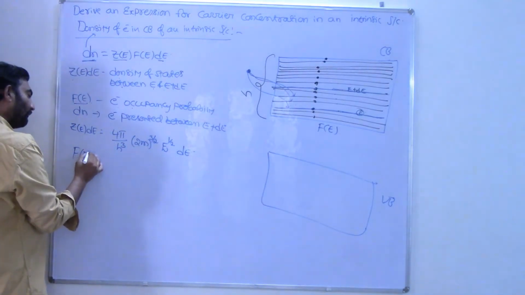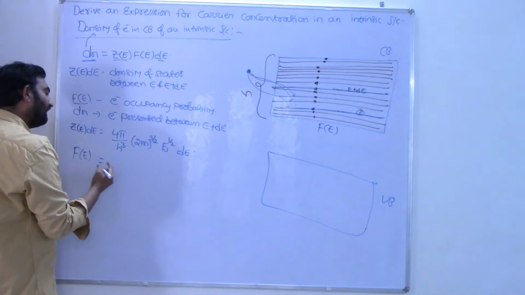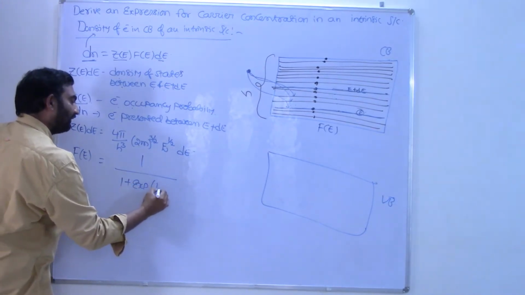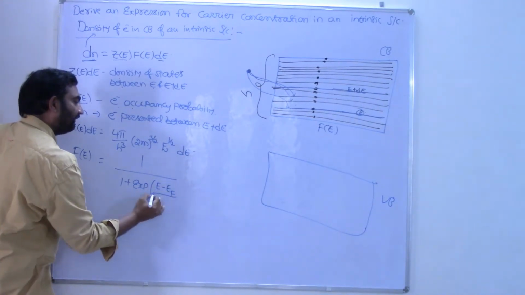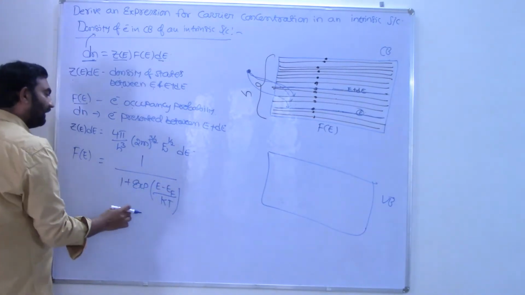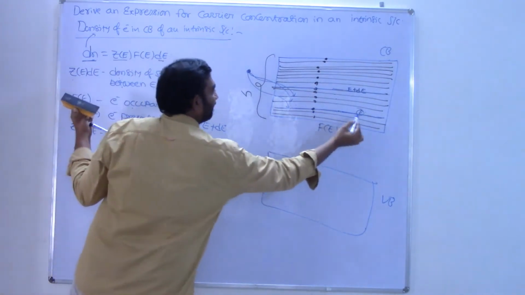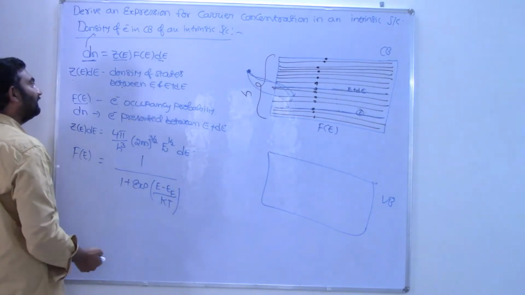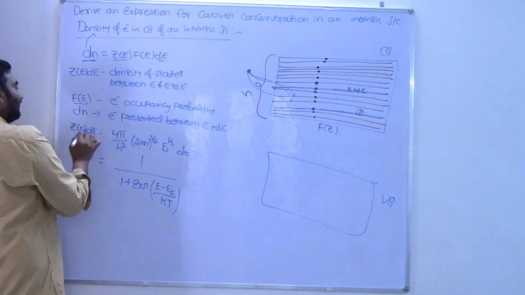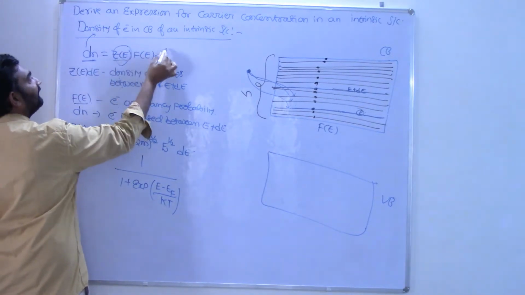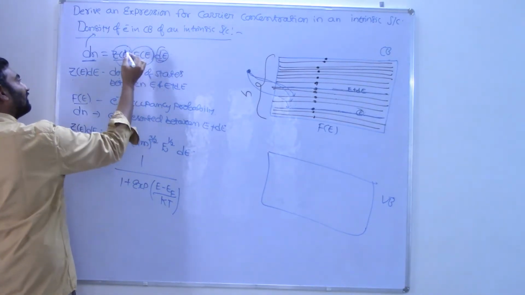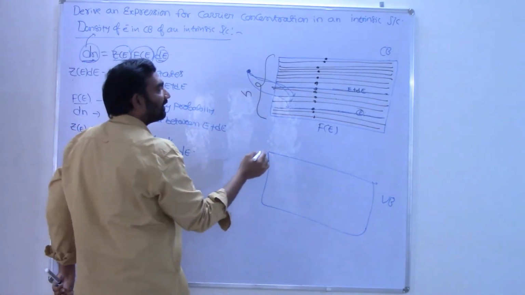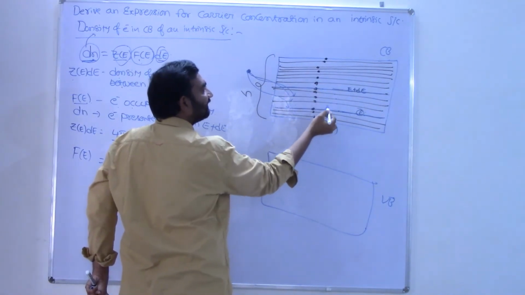So we can find the F of E value as 1 by 1 plus exponential of (E minus EF) by kT. Here E is this energy level E, and EF is the Fermi energy, k is the Boltzmann constant, and T is the absolute temperature. So the multiplication of density of states Z of E into dE with the electron occupancy probability will give dn. So what is this dn? dn is the number of electrons available between these energy levels E and E plus dE.